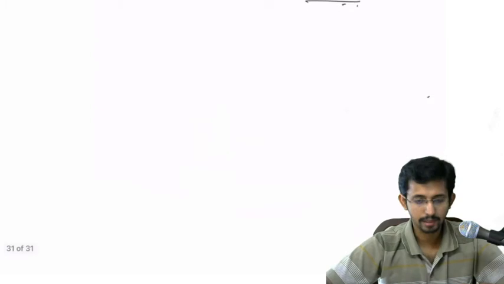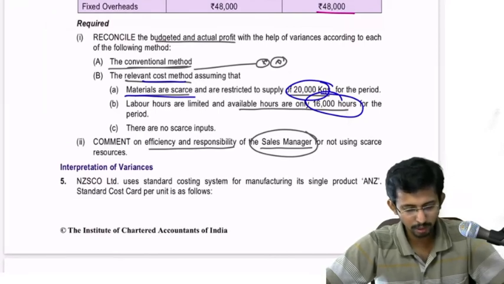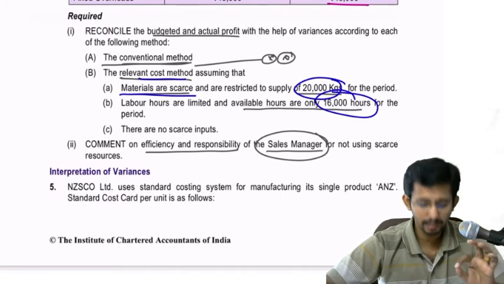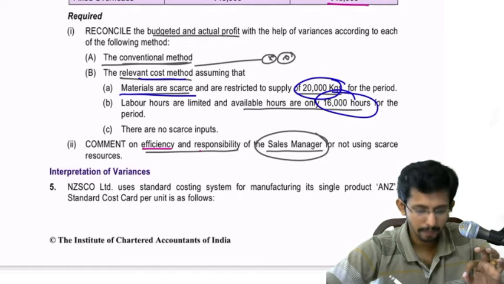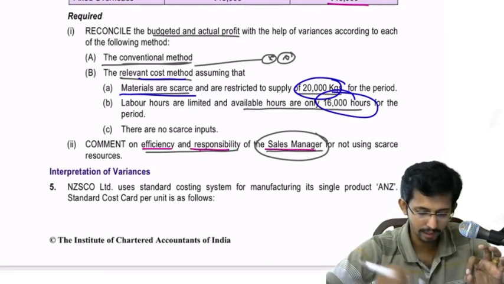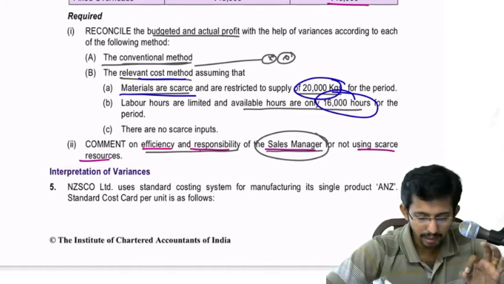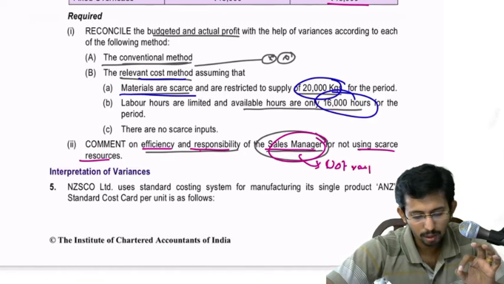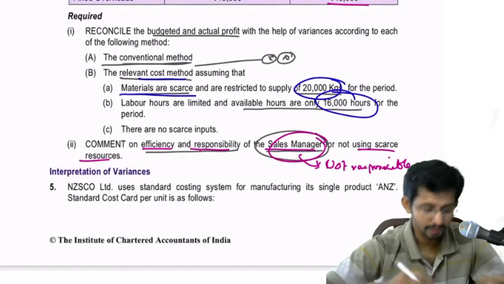Okay, right. Now there is one more sub question. Comment on the efficiency and responsibility of the sales manager for not using scarce resources. The question is very simple. You have to comment on the efficiency and responsibility of the sales manager for not using this scarce resource. What could be the answer? The answer is very simple. The sales manager is not responsible. For what? For the usage of scarce resources.